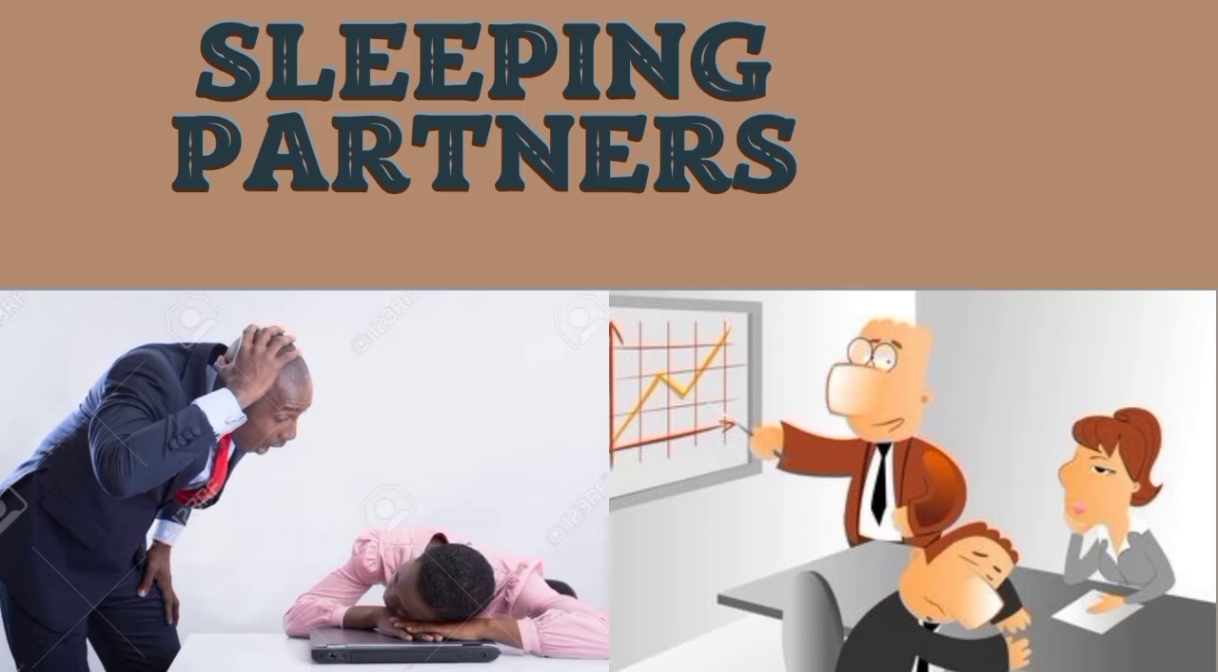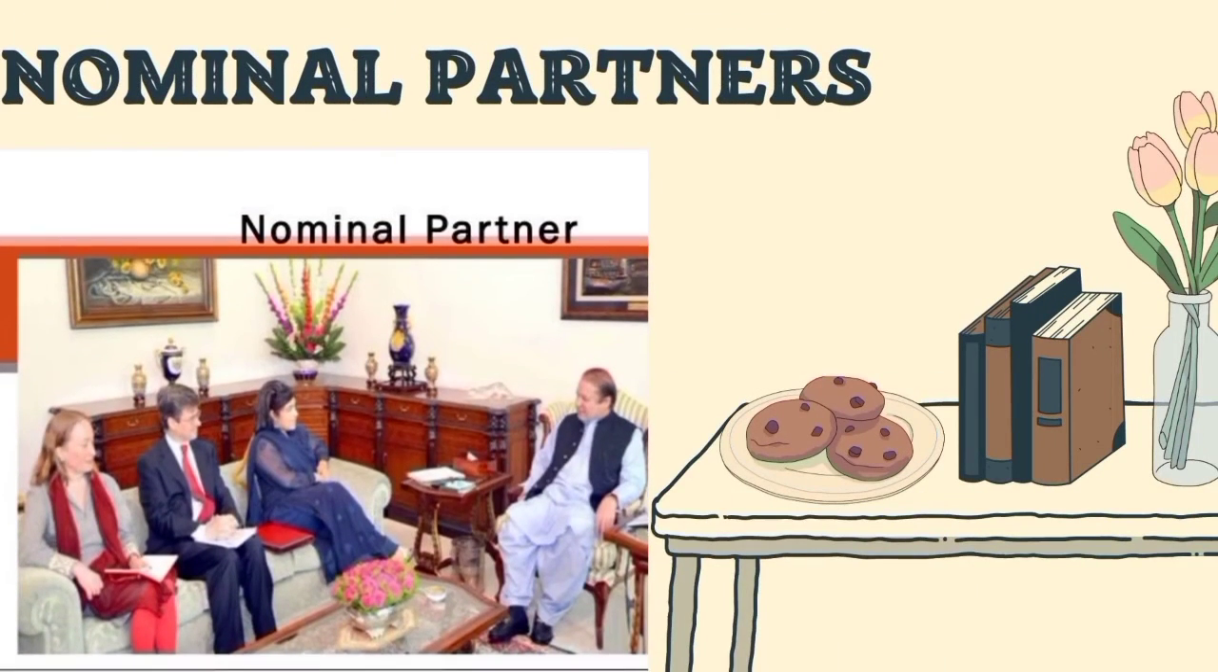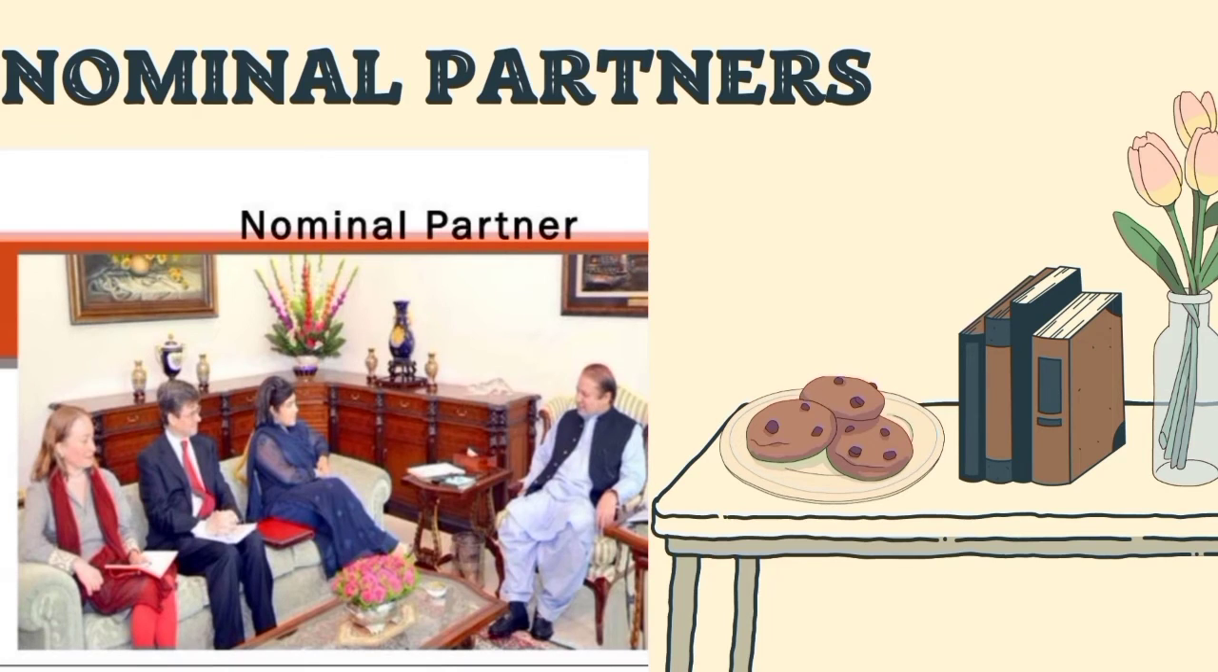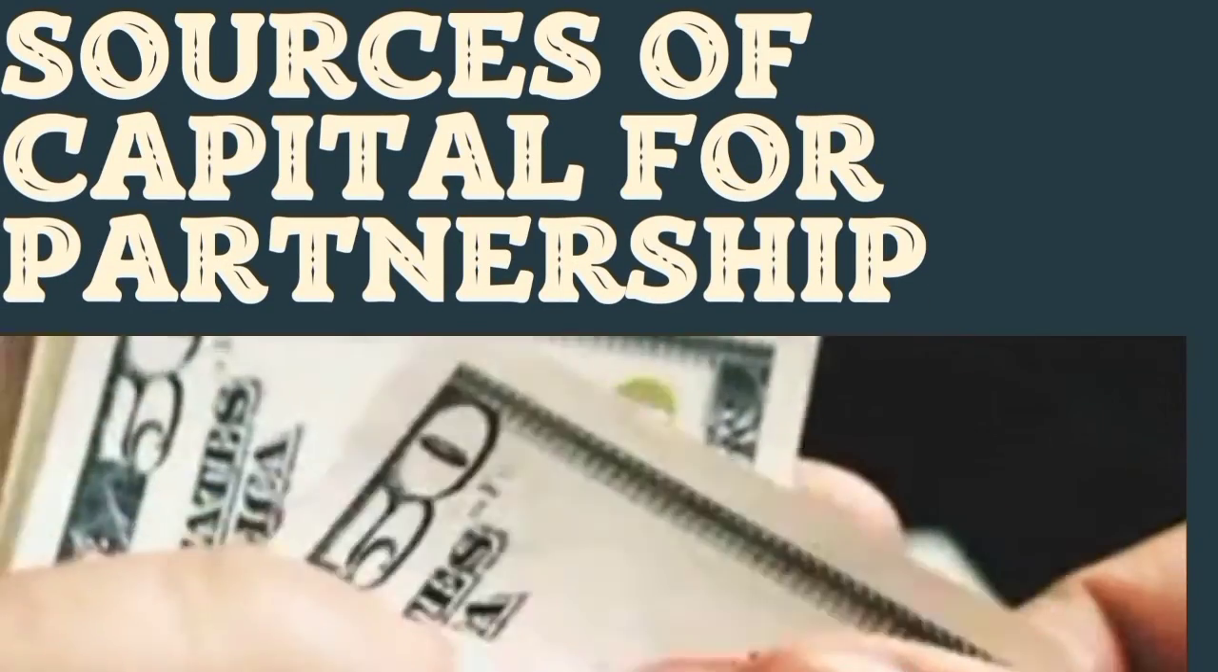All right. Now it will lead us to the next type of partner. They are referred to as the nominal or quasi-partners. Now, they are reputable people whose names are just quoted as partners to give repute and credibility to the business. But actually, they do not participate in the running of the day-to-day activity of the organization. All right, that will lead us to sources of capital for partnership.